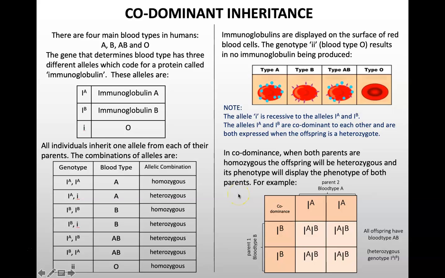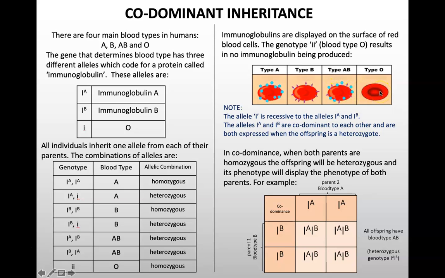So in codominance, when both parents are homozygous, the offspring will be heterozygous and its phenotype will display the phenotype of both parents. If we have one parent type A, they have to be homozygous for type A, so immunoglobulin A from their mother and immunoglobulin A from their father. The other parent is homozygous for immunoglobulin B, type B. If these two people reproduce and have a child, what is the probability that their children will be type A, type B, type AB, or even type O?